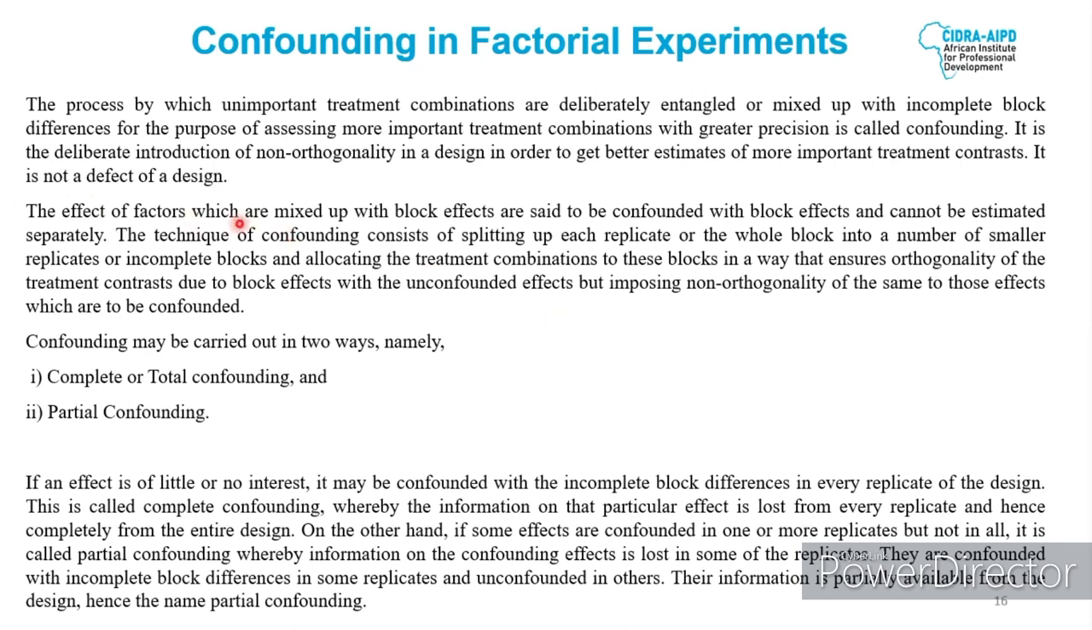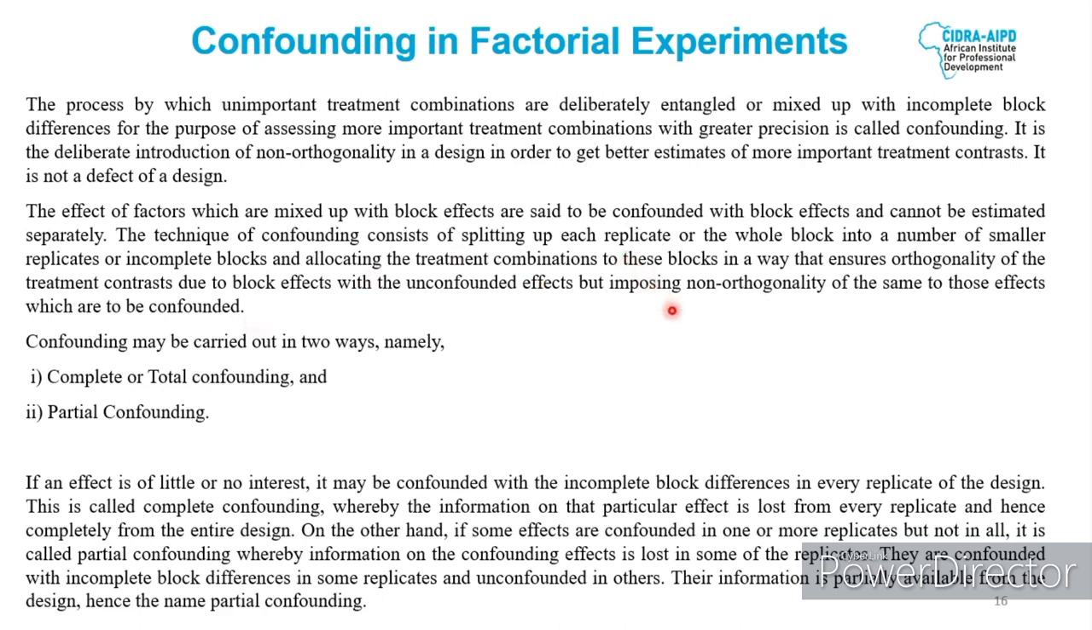The effects of factors which are mixed up with block effects are said to be confounded with block effects and cannot be estimated separately. The technique of confounding consists of splitting up each replicate or the whole block into a number of smaller replicates or incomplete blocks and allocating the treatment combinations to these blocks in a way that ensures orthogonality of the treatment contrasts due to the block effects with the unconfounded effects, but also imposing non-orthogonality of the same to those effects which are to be confounded.